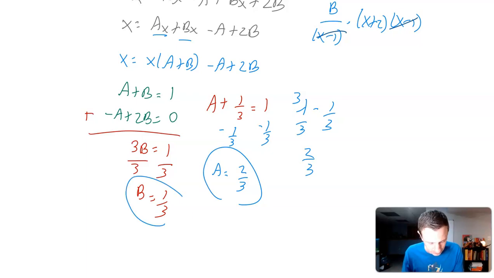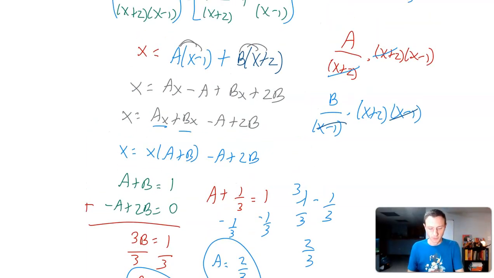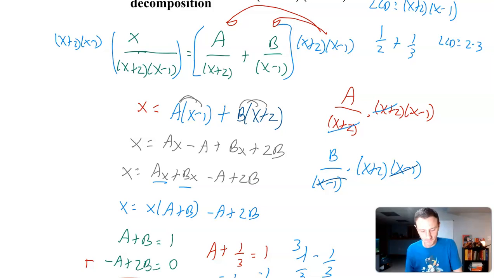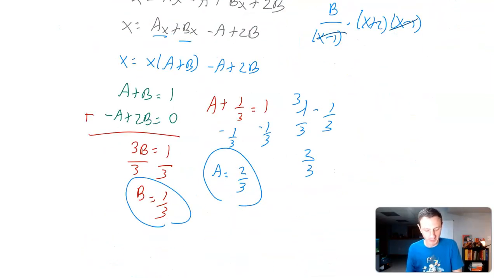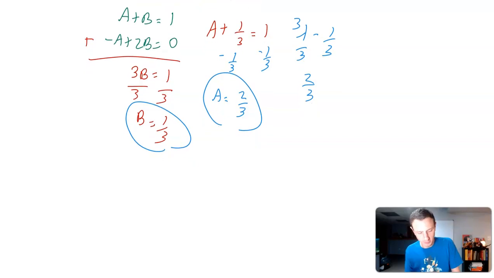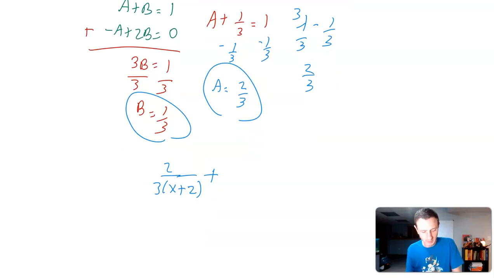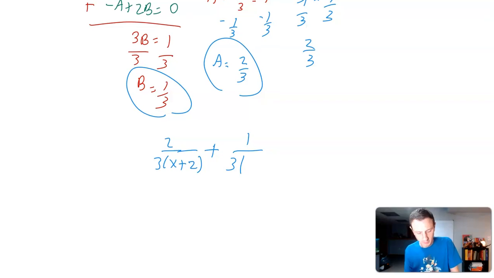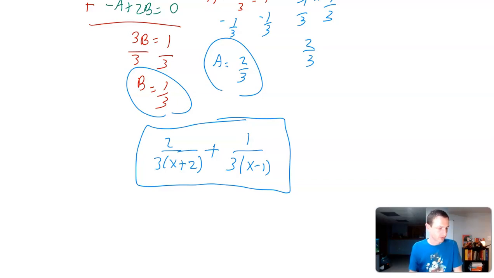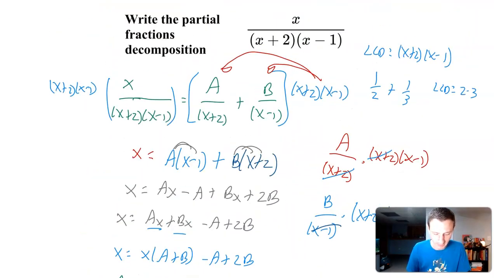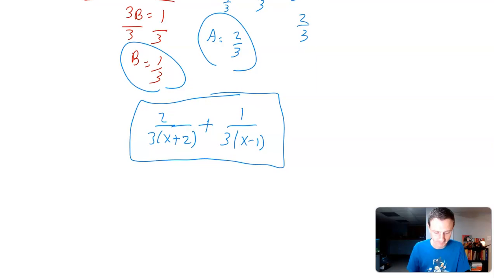So now what we want to do is put them back into this right here. I have A over x plus 2, so I'm going to have 2/3 times (x plus 2), plus, and then my B is 1/3. So I'm going to have 1/3 times (x minus 1). And there is the partial fractions decomposition of x over (x plus 2) times (x minus 1).